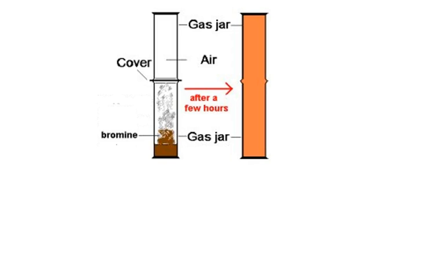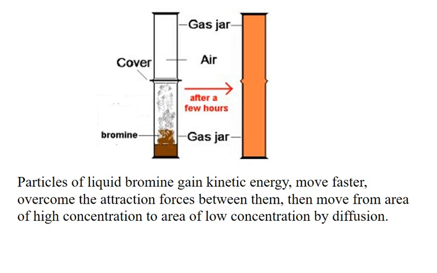Another case is where we have bromine. Bromine is a liquid, and we put it in the jar at the bottom, and we remove that cover between the two jars, so we allow the particles to move freely. Now, what is happening? The particles of liquid bromine gain kinetic energy, and this is from the atmosphere. They move faster, overcome the attraction forces between them, so basically the liquid changes into gas. Then the particles move from area of high concentration to area of low concentration by diffusion, and eventually both jars are filled with the brown color.